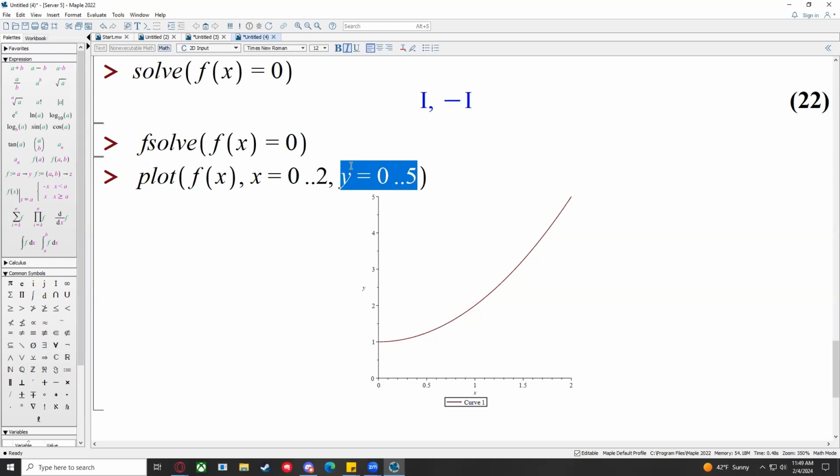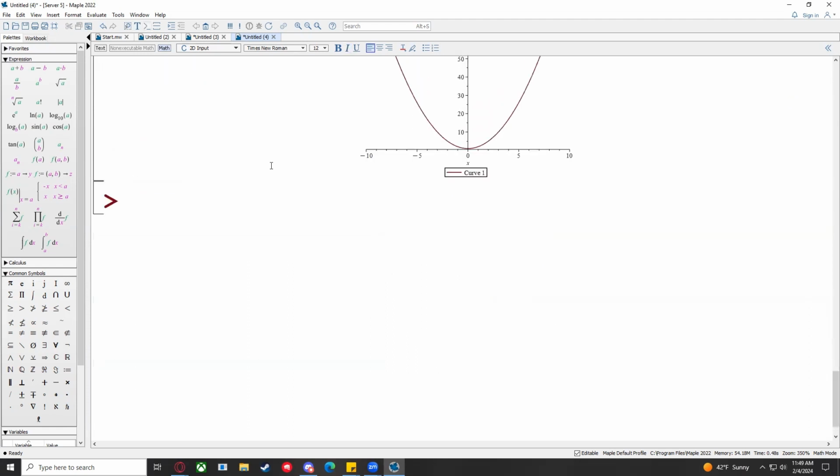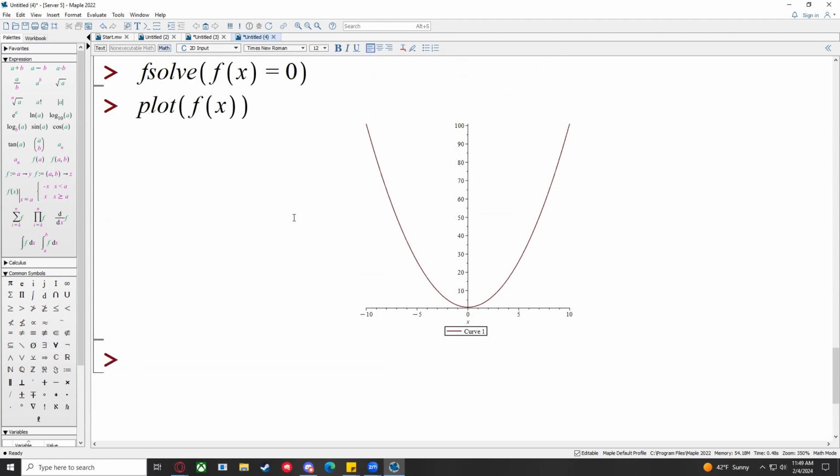But generally, most of our graphs are going to look like this. We're just going to write plot f of x, and we're going to press enter, because if they don't ask us to put any specific x values, we don't have to. We just plot it just like this. All right. And actual last note on this plotting thing.